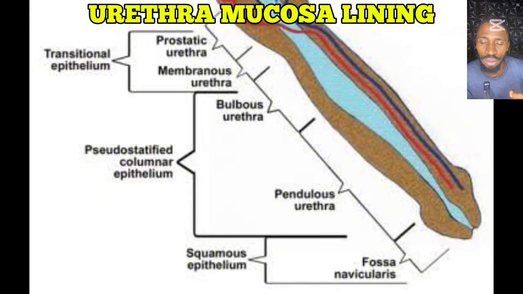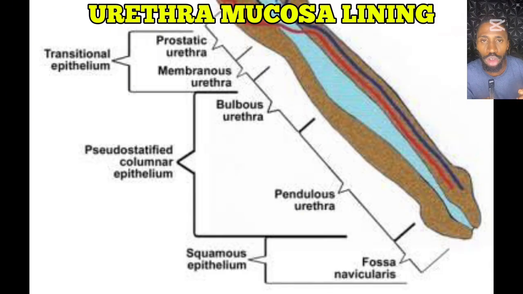What is the lining of the urethra? The lining of the urethra is not one mucosal lining, it has more than one. Above the superior colliculus, from the uvula vesicae, which is the neck of the bladder, down to above the superior colliculus, it is lined by transitional epithelium. Just the same as the bladder.